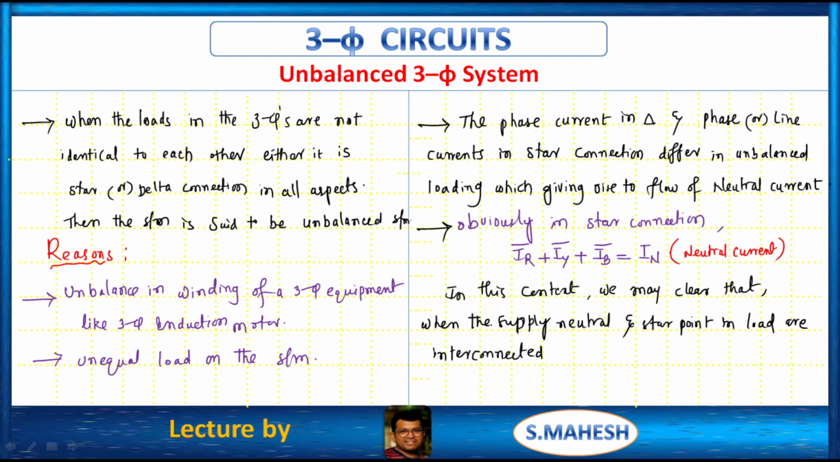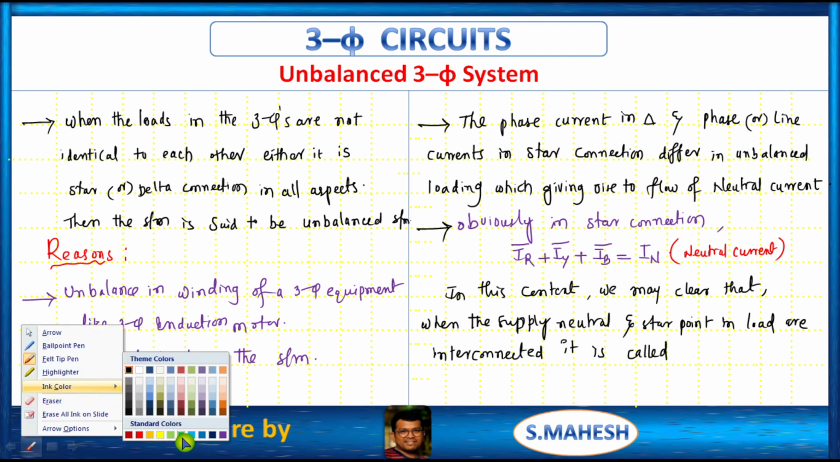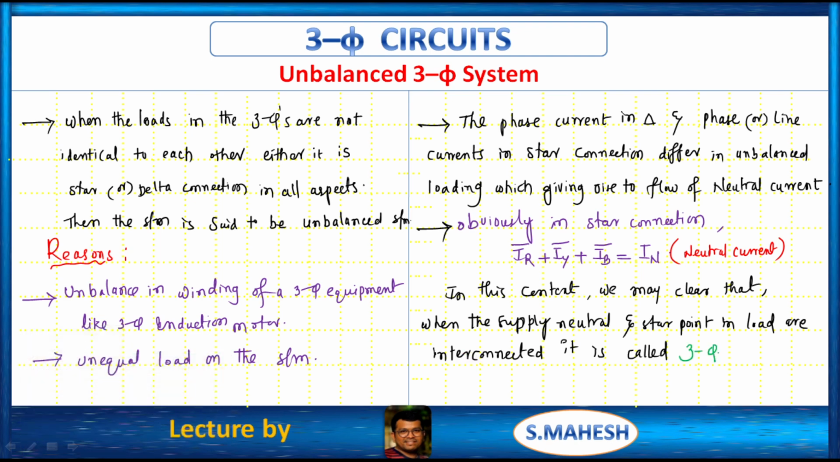Okay, in this context we may clear that when the supply neutral and star point in load are interconnected, it is called, what is the system? 3-phase 4-wire system, right? 3-phase 4-wire system. This is very important. For example, in the exam, a 3-phase 4-wire system has a line current of 20 amperes. Means what? Star connection system. Okay, like that.